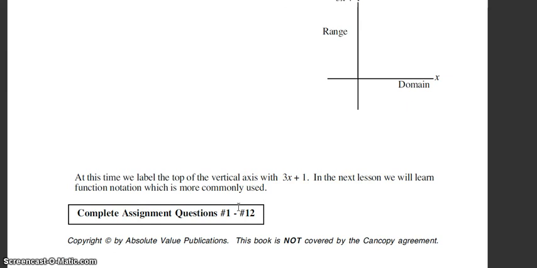Hope you enjoyed this lesson. And remember, a function is when for every input there's only one output. Then it is a function. Have a good day. Bye.